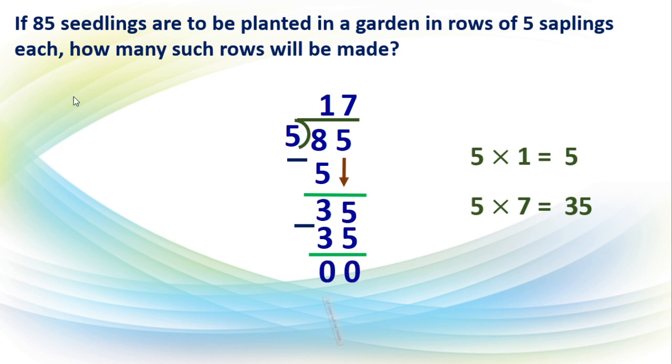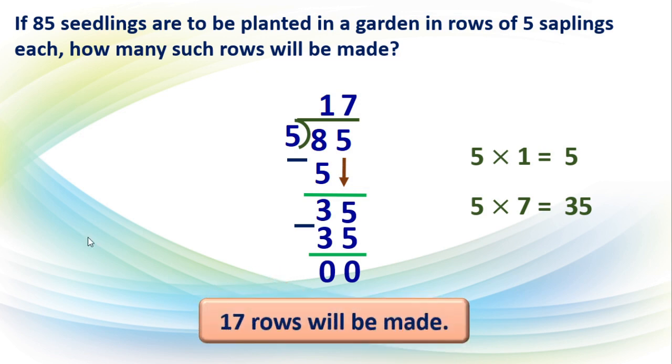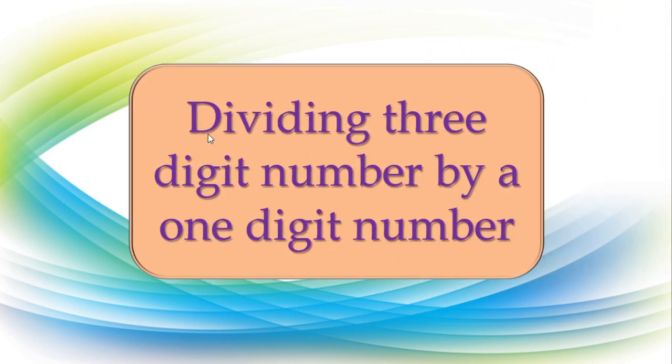We can make 17 rows, or 17 rows will be made by using 85 seedlings, and each row will have 5 saplings. Correct? Yes, now we will move to dividing a 3-digit number by a 1-digit number. We are going to divide now a 3-digit number by a single digit.